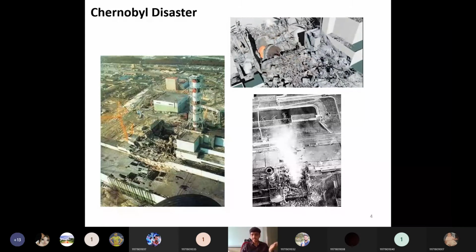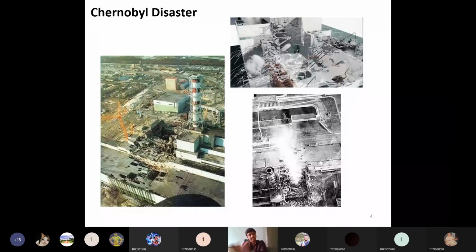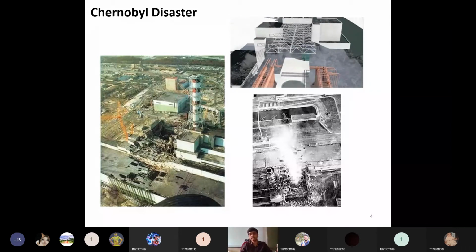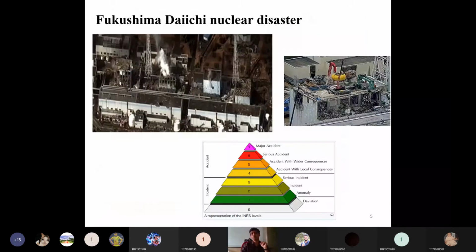This is popularly known as the Chernobyl disaster. After the Chernobyl disaster, there is one more disaster which happened in 2011 in Japan. That is called the Fukushima Daiichi nuclear disaster. According to the International Atomic Energy Agency, popularly known as IAEA, which is in Vienna, Austria, this accident is classified as level 7.